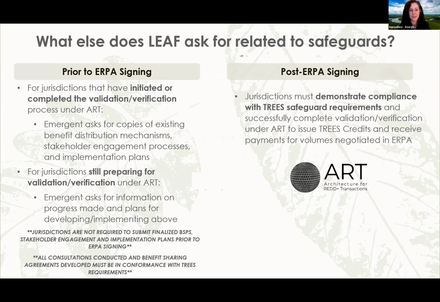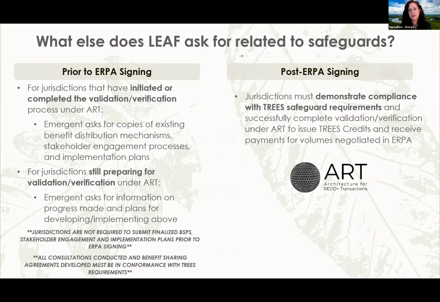So I want to make sure that that's very clear. We don't want to rush that. We don't want to ask for that to be done in 2 months, because at the end of the day, this could compromise the jurisdiction's ability to meet the standard requirements themselves. And jurisdictions must conduct all the consultations and develop benefit sharing agreements in conformance with TREES requirements. So we want to make sure that that's done correctly, and the time that's needed to do that correctly is actually taken. So that's something I want to emphasize.